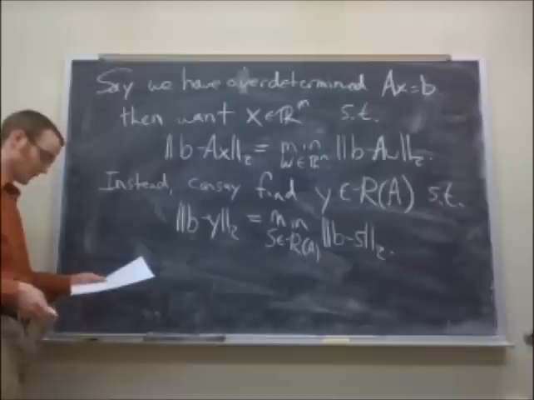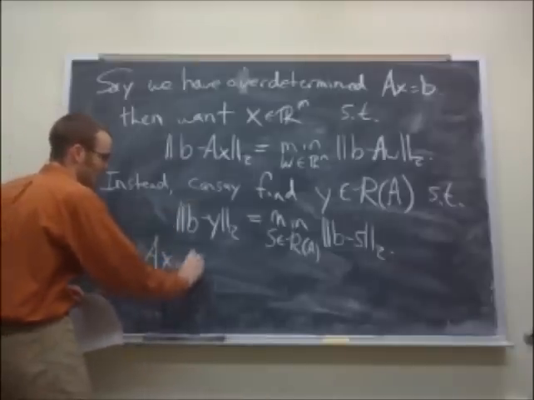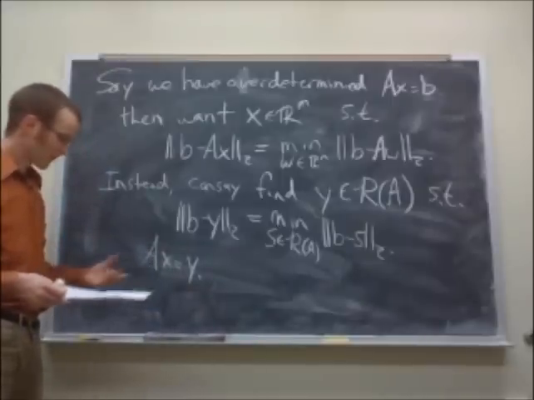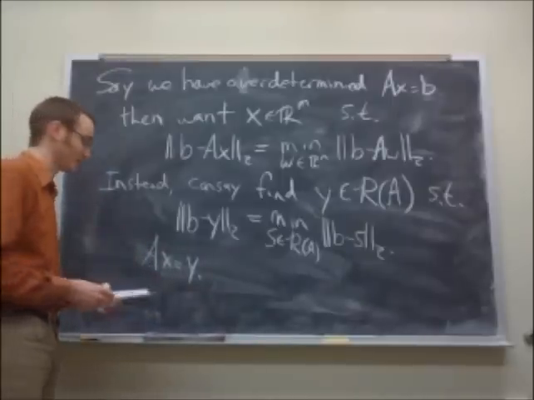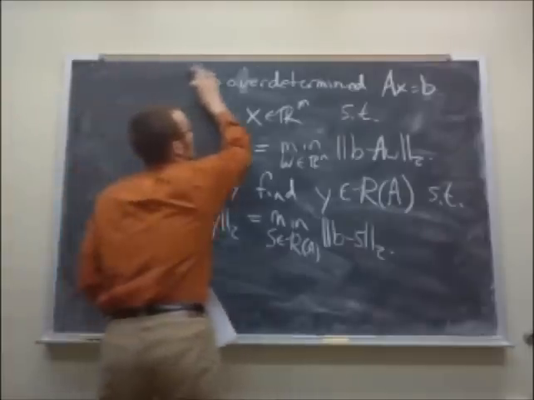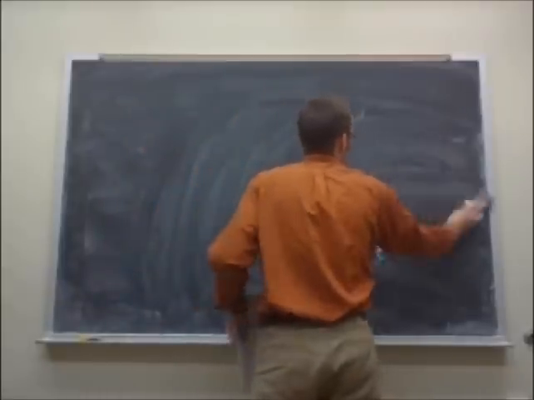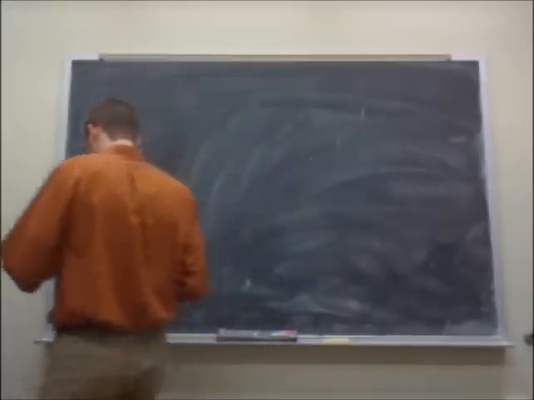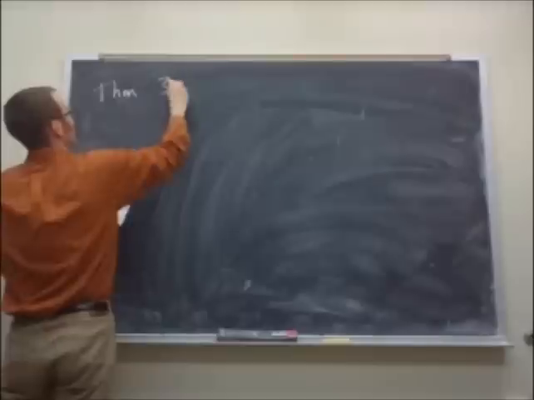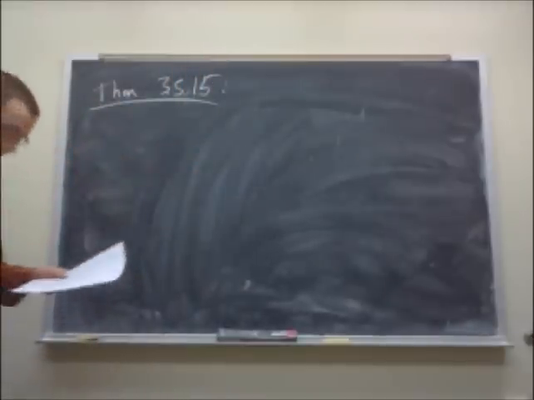So, really we're just saying, again, Ax = y in the very literal sense. And so how to find this y, that's what we're going to talk about right now. So let's erase this. The book calls this 3.5.15.